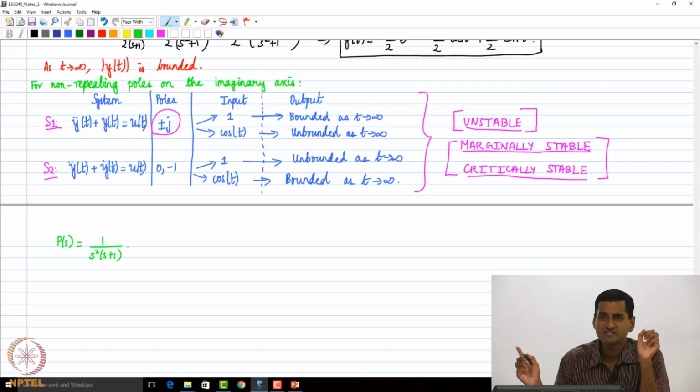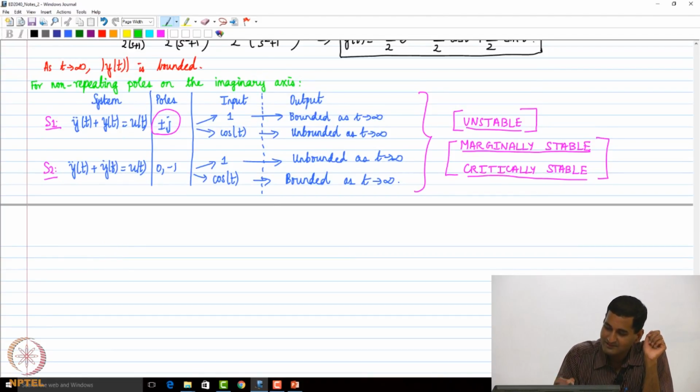Okay, can you see this green color? No. Okay, let me choose a different one. Let me choose this dark green. Can you see this? Is it okay?